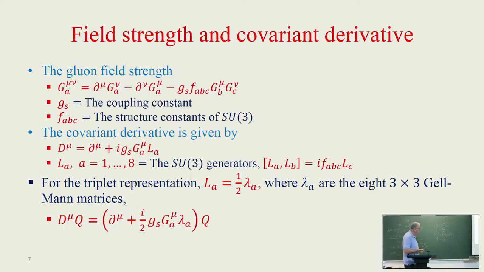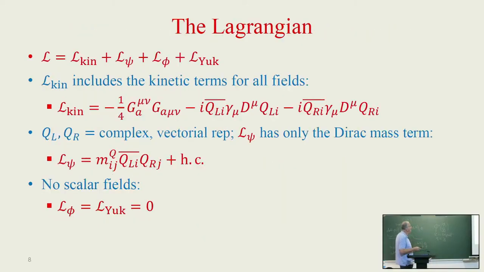So, known matrices, and D mu acting on Q is del mu plus i g_s lambda^A over 2. These are the generators in the triplet representation acting on the triplet, times the gluon field, and this parameter. It's the same parameter here and here. The same parameter that appears in the transformation law under SU3 of the gluon field. So we have just this one parameter everywhere.